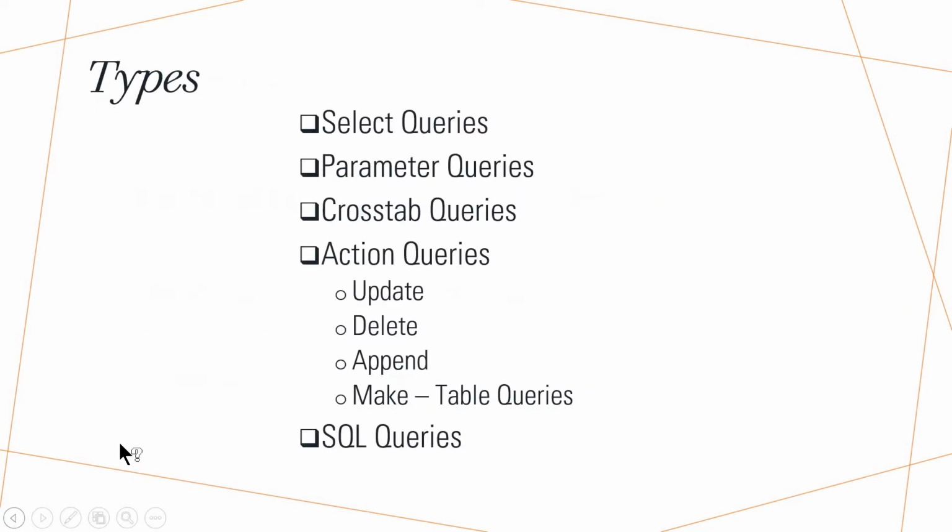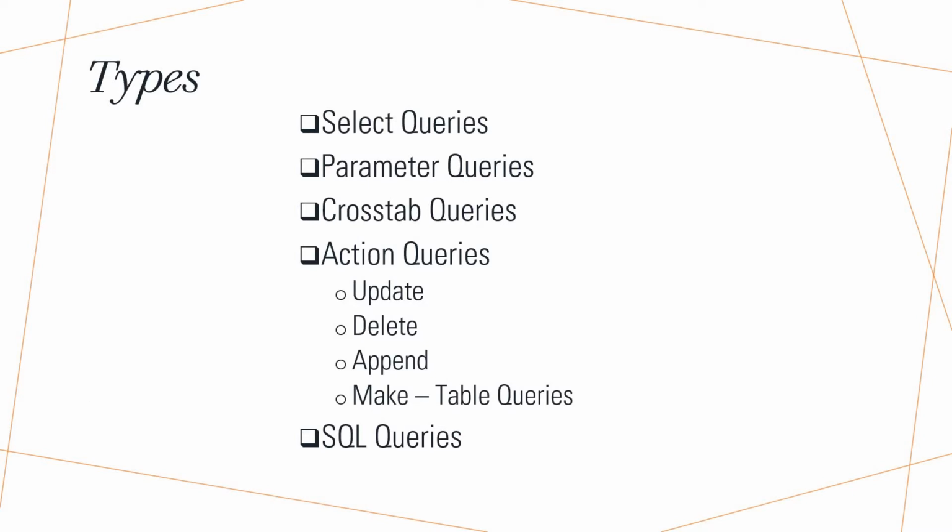Now let's see the types of queries. The first one is select queries, the second one is parameter queries, the third one is cross-tab queries, the fourth one is action queries. Under action queries again we have four: update query, delete query, append query, make table query, and the last one is SQL queries. What is SQL? That is structured query language.